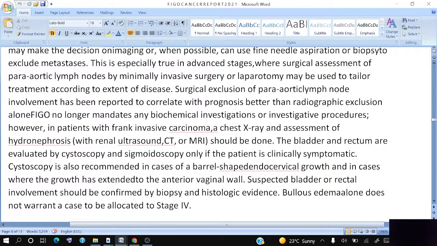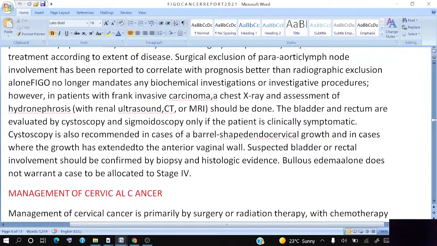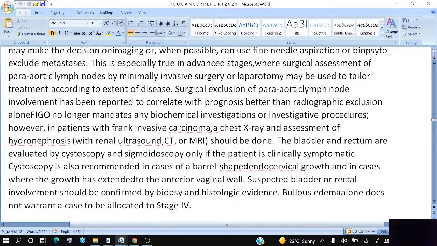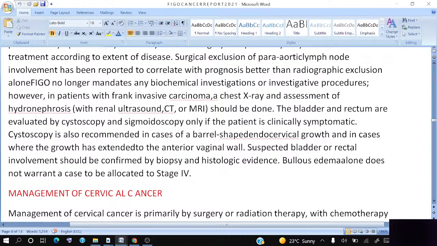So if the patient came with frank invasive carcinoma, she is going to be assessed with a chest X-ray and assessment for hydronephrosis, because there can be renal involvement. So we have to do renal ultrasound, CT, and MRI. Bladder and rectum evaluation by cystoscopy and sigmoidoscopy is only for clinically symptomatic patients with rectal or bladder symptoms, according to need and systematic management evaluation.